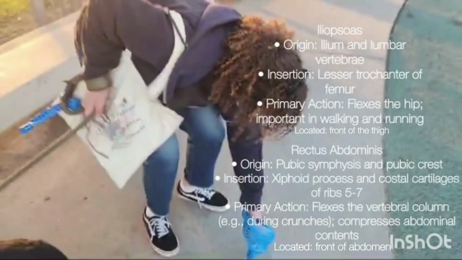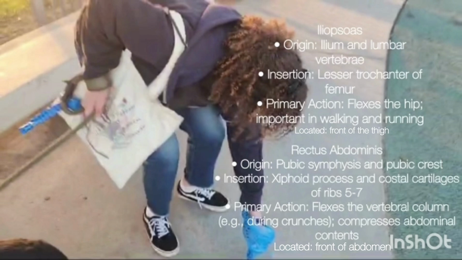While Eliana is bent over, she's using both her iliopsoas and her rectus abdominis. The origin of the iliopsoas is the ilium and lumbar vertebrae, while the insertion is at the lesser trochanter of the femur. The primary action flexes the hip and is important in walking and running.